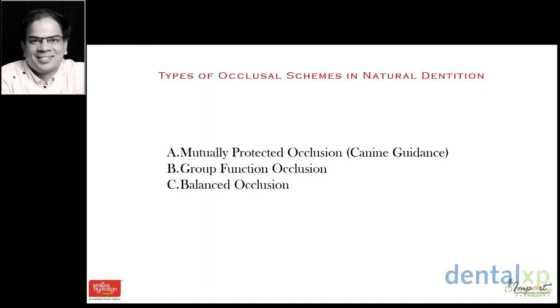Now all of us have heard these terms before of types of occlusion: mutually protected occlusion, group function, balanced occlusion. Balanced occlusion is for complete dentures. We don't talk much about that. But there are some myths of mutually protected and group function occlusion, which I want to discuss a bit before we go further.